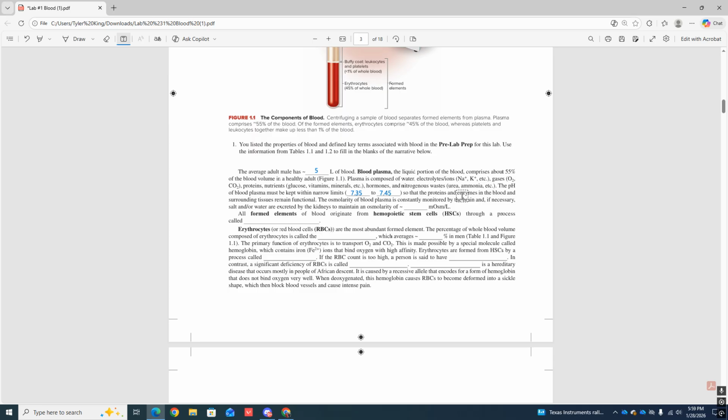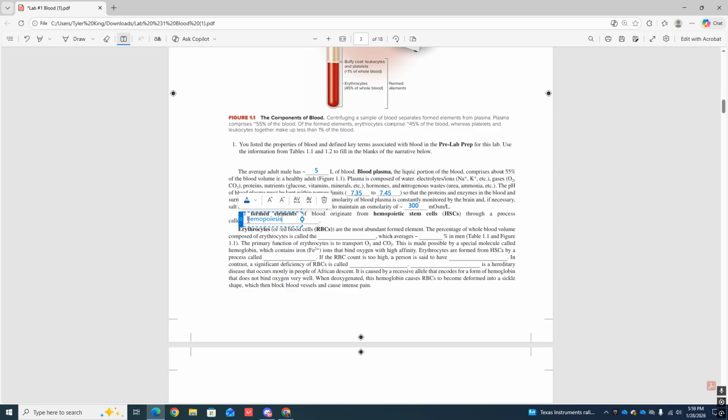The osmolarity of blood is constantly monitored by the brain, and if necessary, salt or water are excreted by the kidneys. We'll talk about this more when we get to the urinary system, which will be later on, way after spring break, so way in the future. So we try and keep this value roughly around 300 milliosmolar per liter, right? All formed elements of blood originate from hematopoietic stem cells. All right, remember this is one of our learning objectives. Through a process called what? Remember, guys, this is going to be called hemopoiesis, all right?